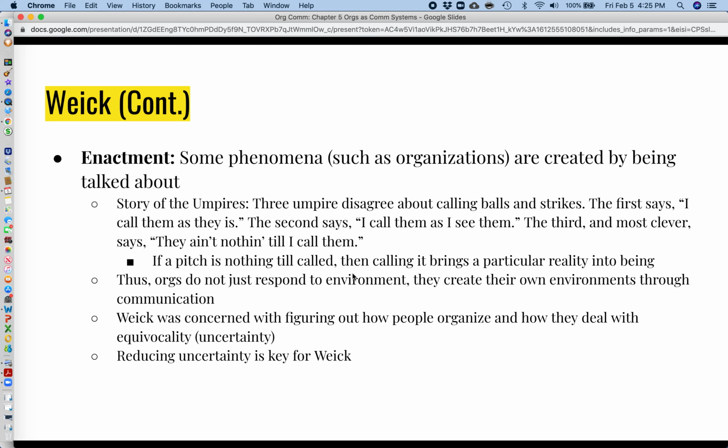For Weick, he says organizations don't just respond to the environment; they create their own environments, and this is done through communication, right? And this is a long line of thinking. The idea that talking about something makes it real, right? That talking about something gives it the weight of reality. It's the thing that the fear of Bloody Mary is based on, right?